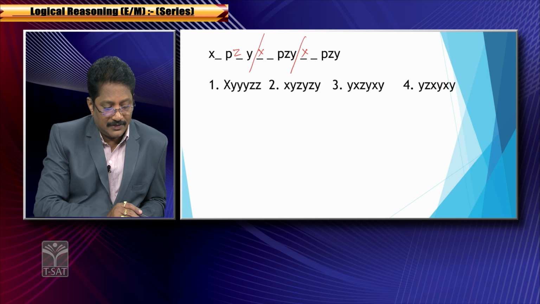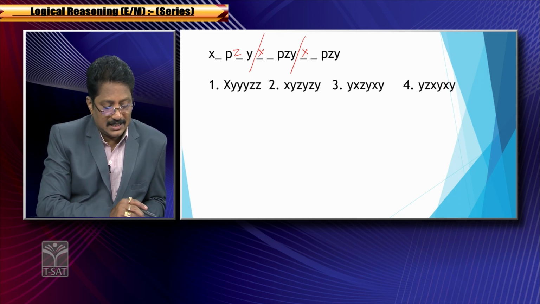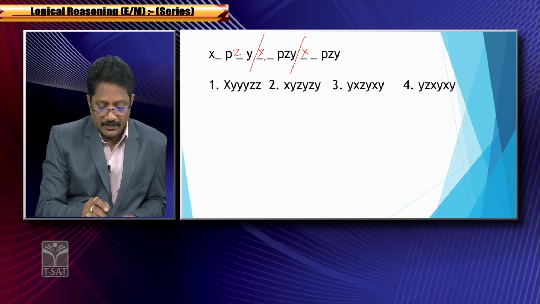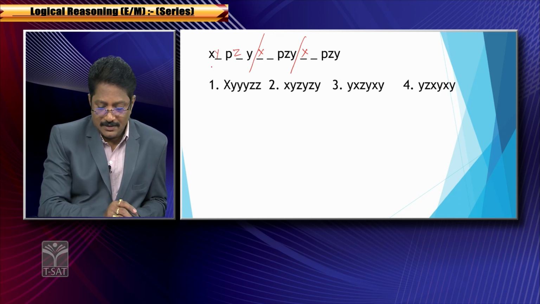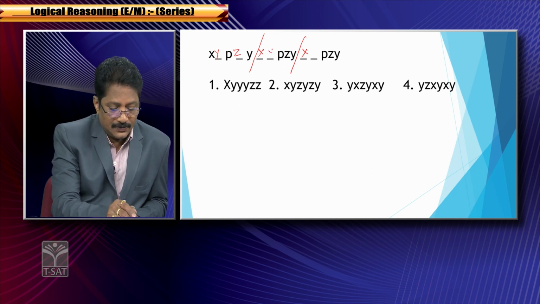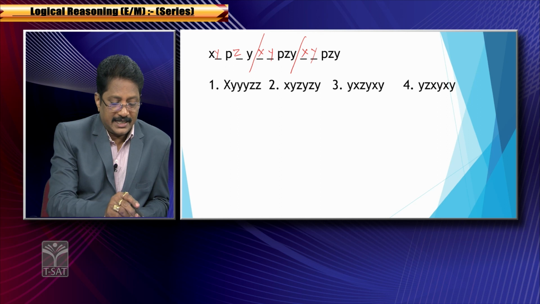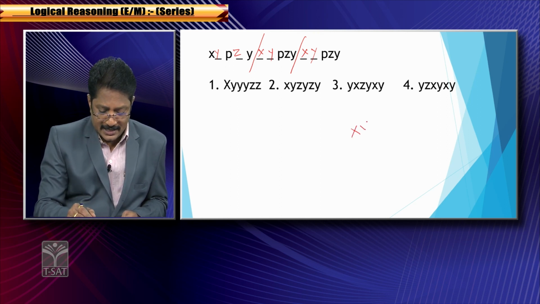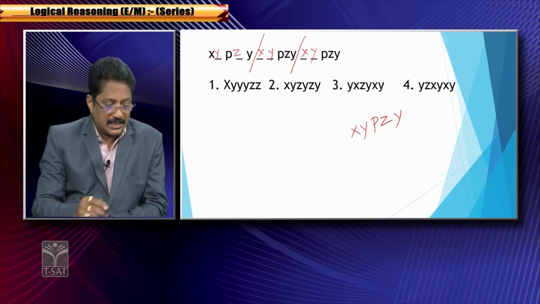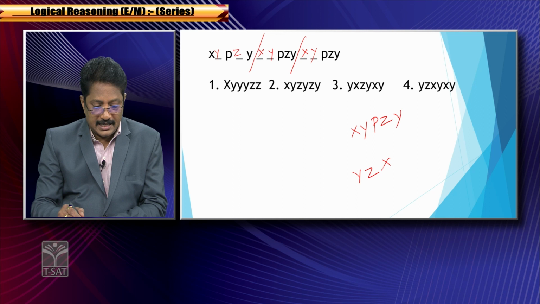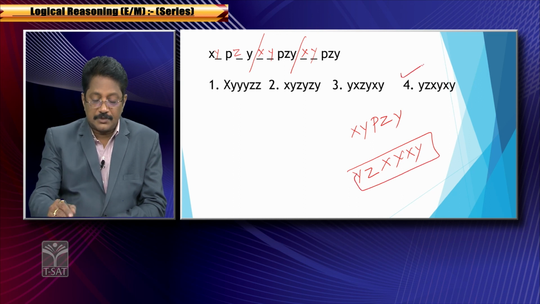Here only the second letter changes. Second letter changes, means you get ZX, correct? For example, it is Y, YZ, YZX. Now you can say XYPZY, XYPZY, XYPZY. This is the common pattern. Now you can say the answer is Y, Z, X, Y, Z, X, Y. Option 4 is the correct answer.